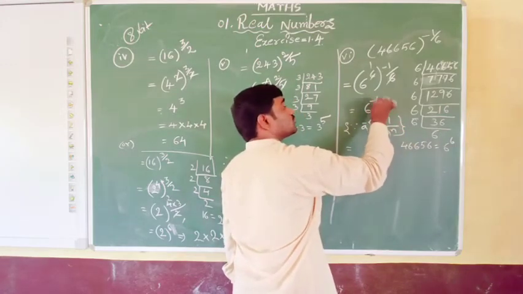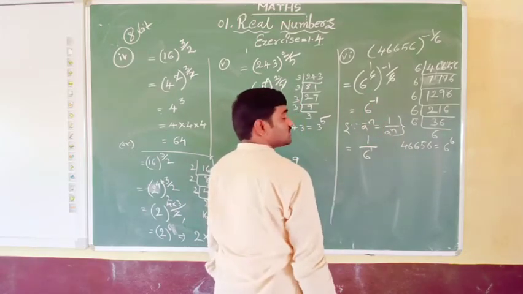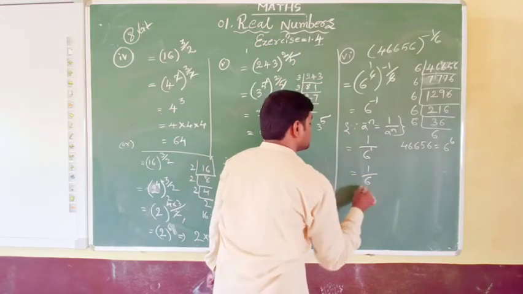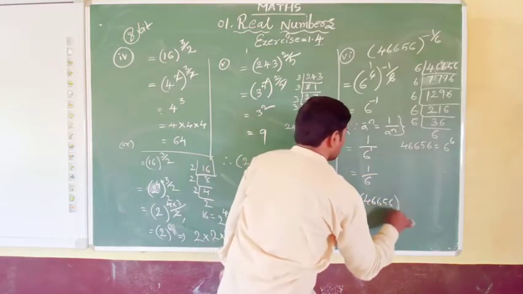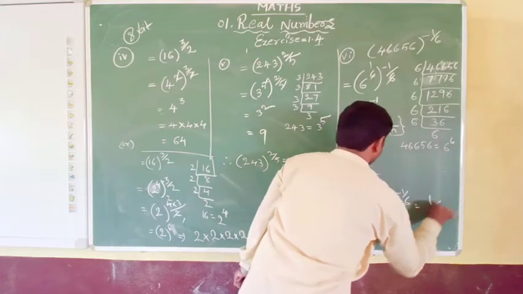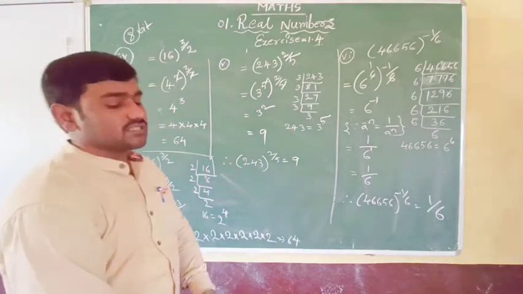This negative exponent we have to write as positive. That means 1 by 6 to the power of 1, which is nothing but 1 by 6. Therefore, 46,656 whole to the power of minus 1 by 6 we can write as 1 by 6. So this will be the answer of this 8th bit.